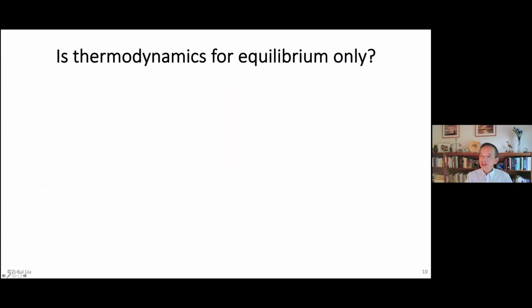Now the question is that many of us, when you graduate from college, get an impression that thermodynamics is for equilibrium only. Okay, so why is that? Is that really true? Of course, you know it's not true, because otherwise we would have no entropy production, right?